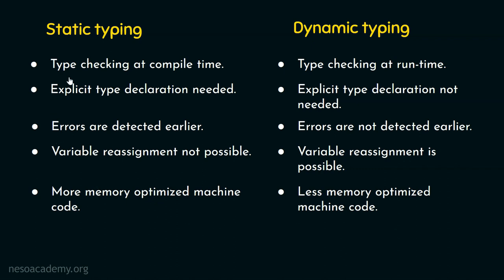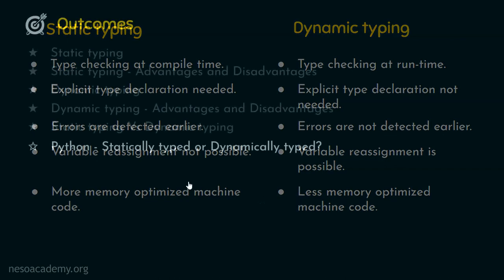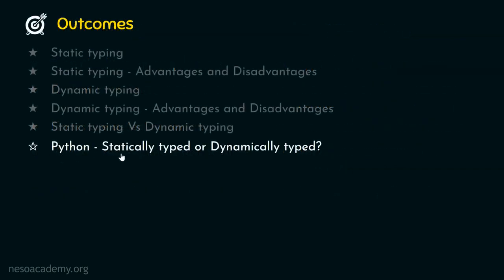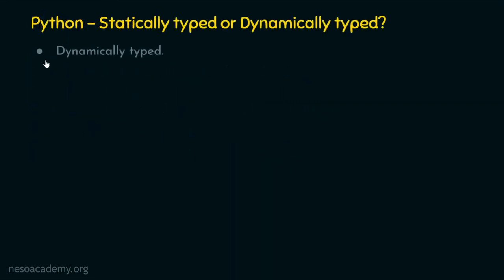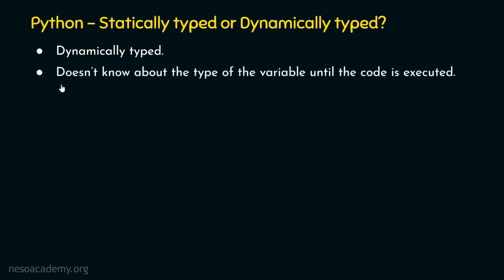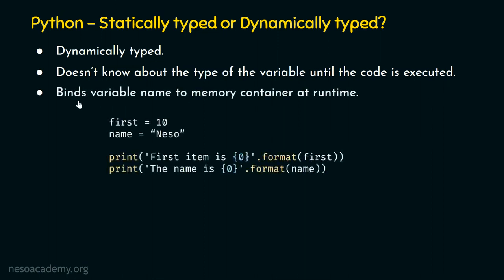So here we understood about the differences between static typing and dynamic typing. And finally, let's see whether Python is a statically typed or dynamically typed language. Python is a dynamically typed language. We do not need to explicitly define the type of the variable that we need in the program. The computer doesn't need to know about the type of the variable until the code is executed. It allocates the memory at runtime as per the type of the variable and then binds the variable name to that memory location.